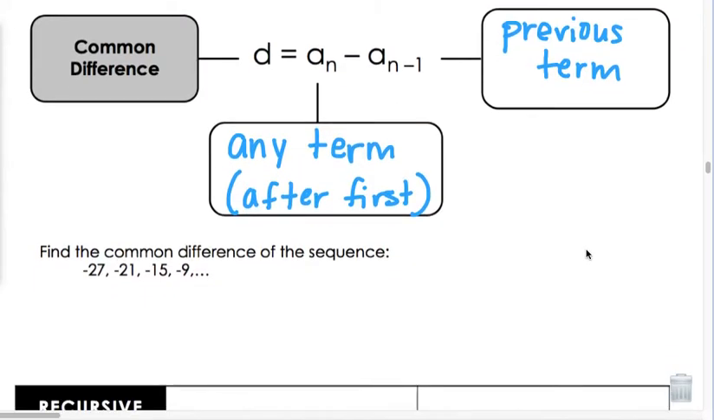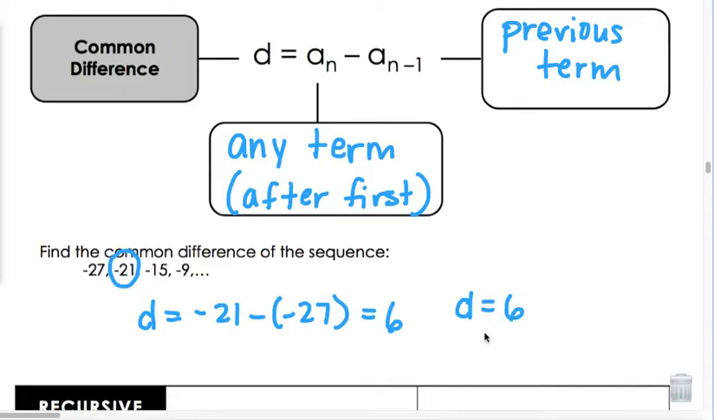Okay? So let's find the common difference of the sequence. I'm going to take any term besides the first one. So I'm going to say d equals, I'm going to take this term, negative 21, minus the previous term, which is negative 27. And that will give me 6. So my common difference is 6. Okay, so that means I'm adding 6 to each number to get the next number.